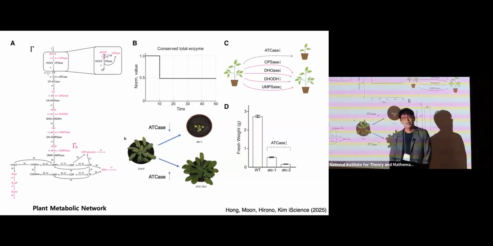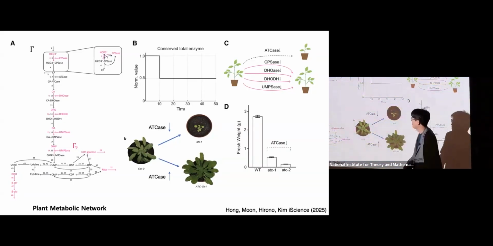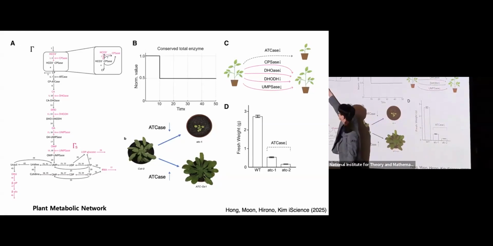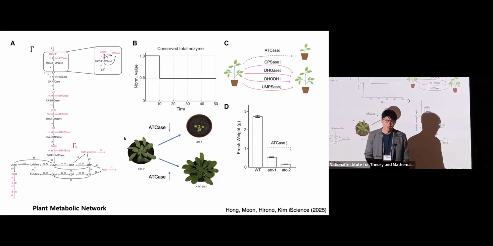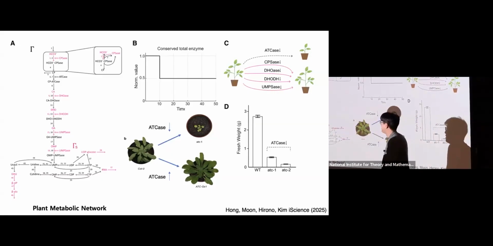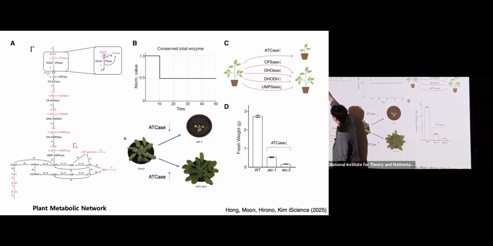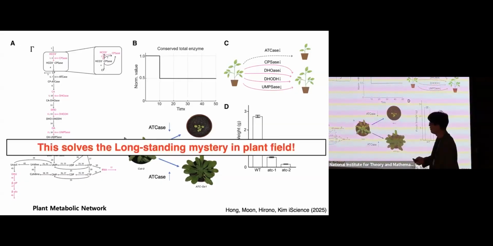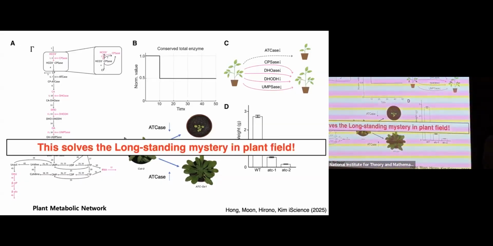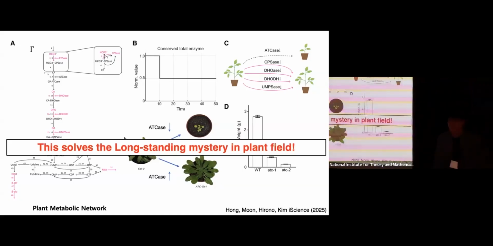So this was quite a long-standing mystery in plants, because if you look at it, this one looks the same, but why does only this one have a huge effect on plant life? The only difference is that the other is just a chain, but this one has an outside flow that makes a huge difference. So this served as a long-standing mystery in the plant metabolic field.